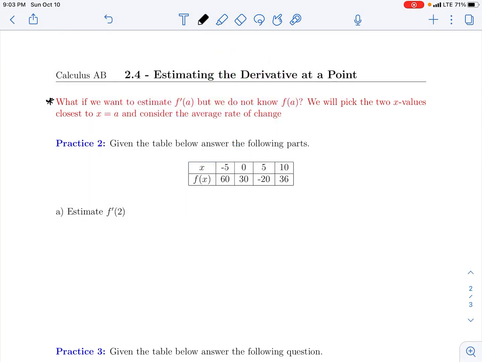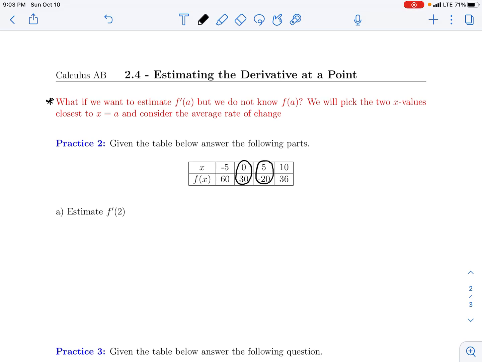All right, so here you can see this example where I want to estimate the derivative at 2, and 2 is nowhere to be found in the table. So what I'm going to do is find the two closest x values to 2. And so here, I hope you guys agree that it would be 0 and 5 in this table.